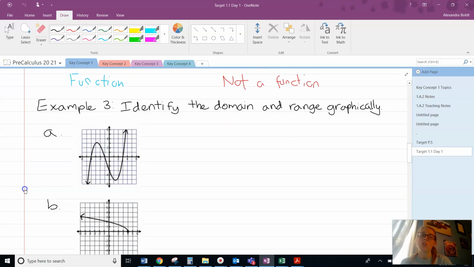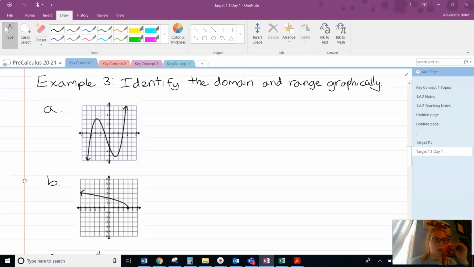Not too hard. So let's look at our example 3. For example 3, we want to identify the domain and range graphically. This should be very familiar from last year. Okay? How I like to think of it is as a number line. Our domain is the x-axis number line and our range is the y-axis number line. Okay?